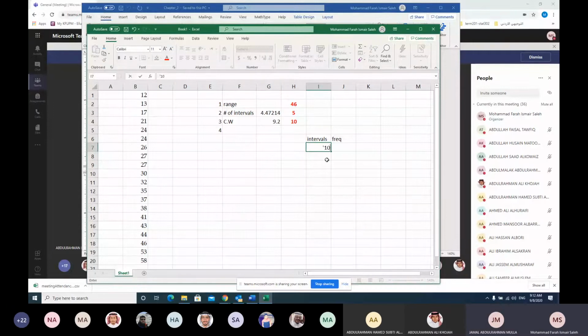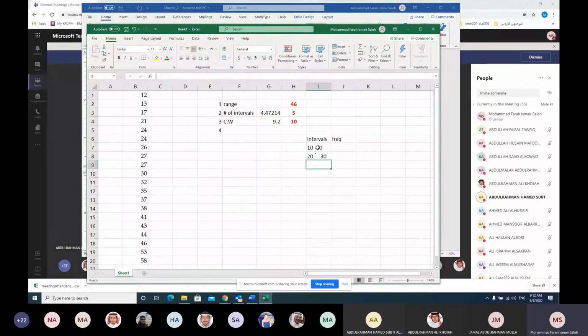And 20. What about the second class? This is the first. Now we need the second. Take the upper end point of the first class as the lower end for the second class, 20, and add 10, gives 30.